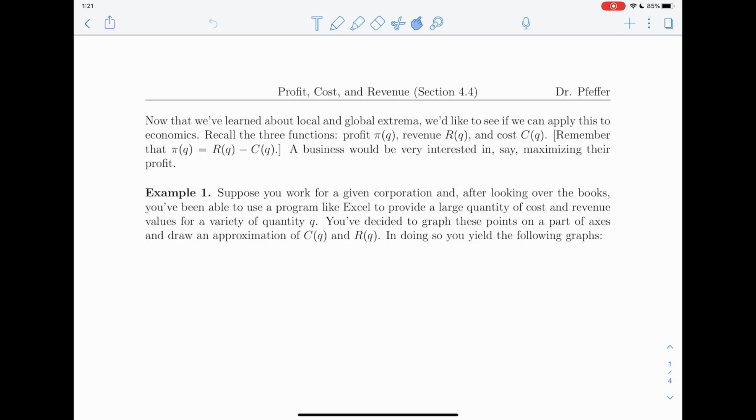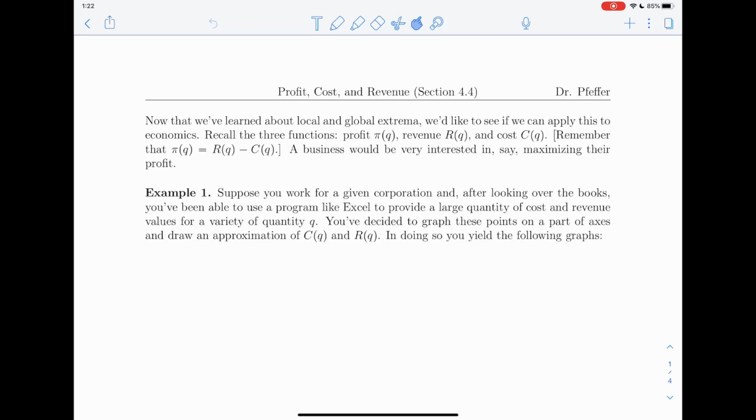In today's lesson, we're going to discuss section 4.4, and this is going to basically be an application section where we revisit a lot of the conversation we had earlier in chapter 4, notably talking about things like local and global extrema, inflection points, and essentially what we're going to try to do is use that information to learn how to maximize things in economics like profit, revenue, and things of that nature.